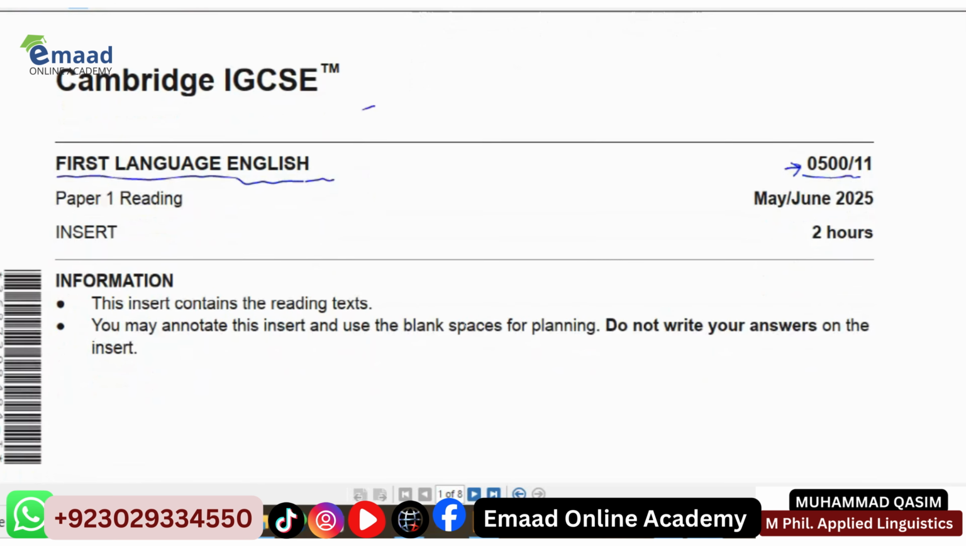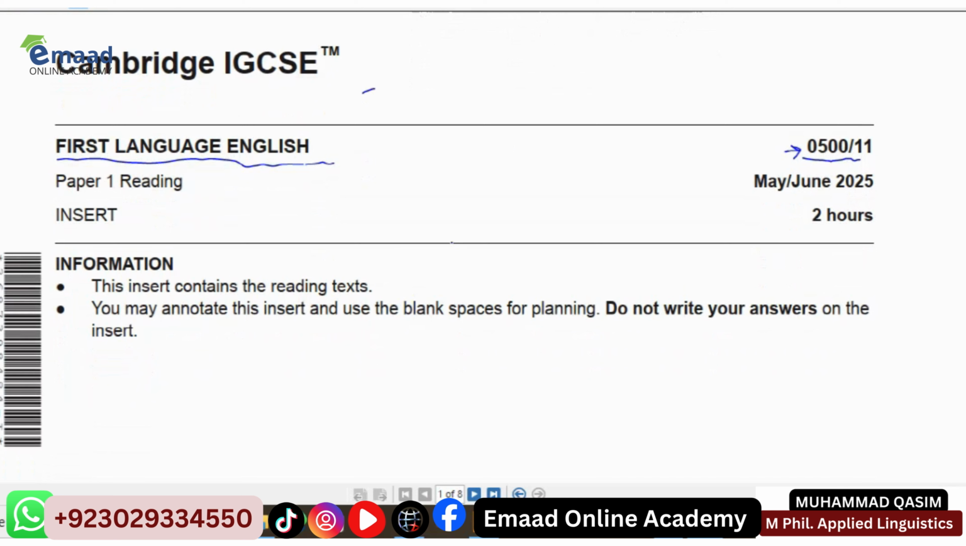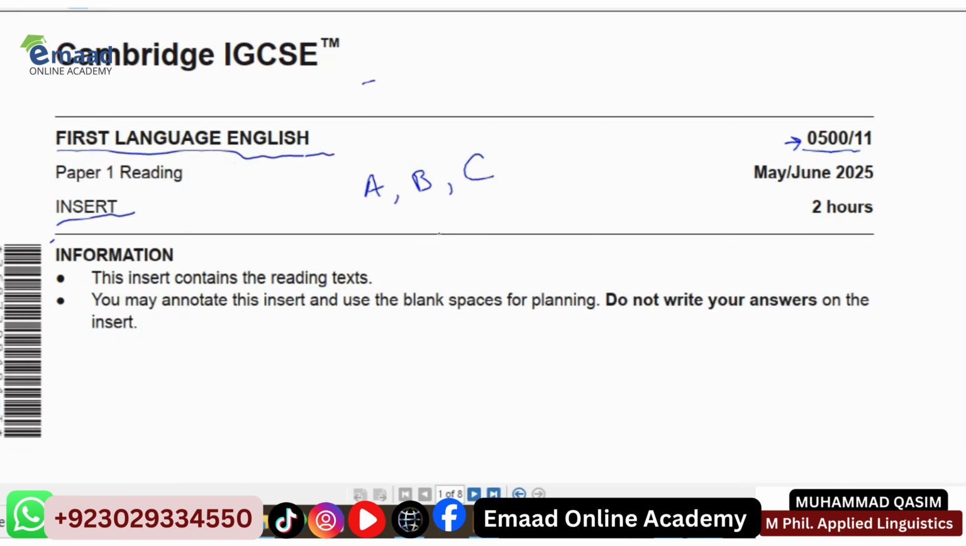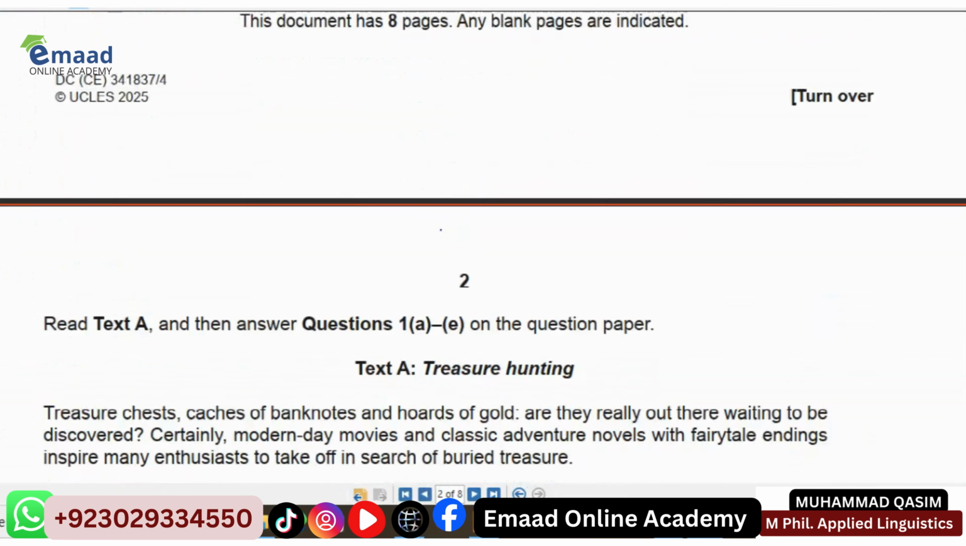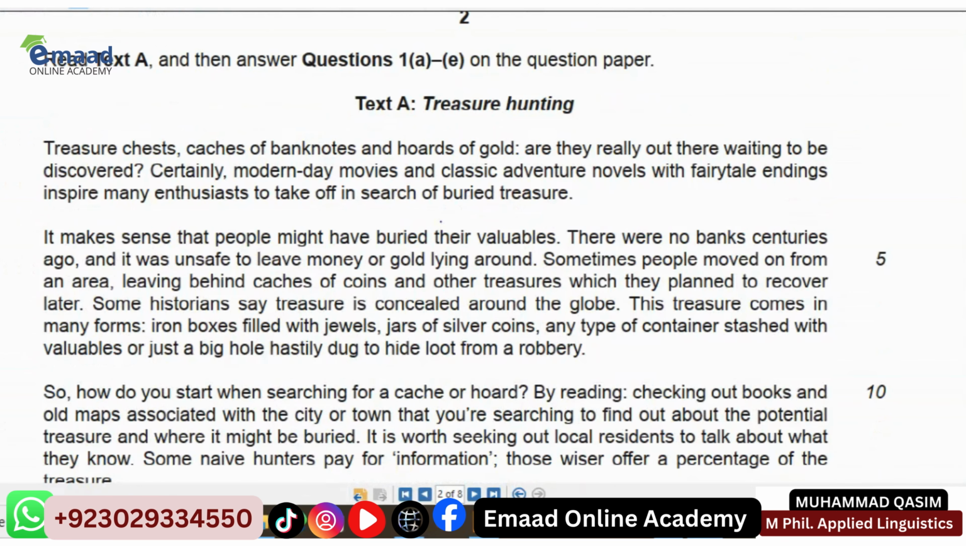The document on my screen is the reading insert, where you have three texts, A, B and C, to read for answering different questions in the question paper. Let us look at text A first. Read text A and then answer questions 1 A to E.